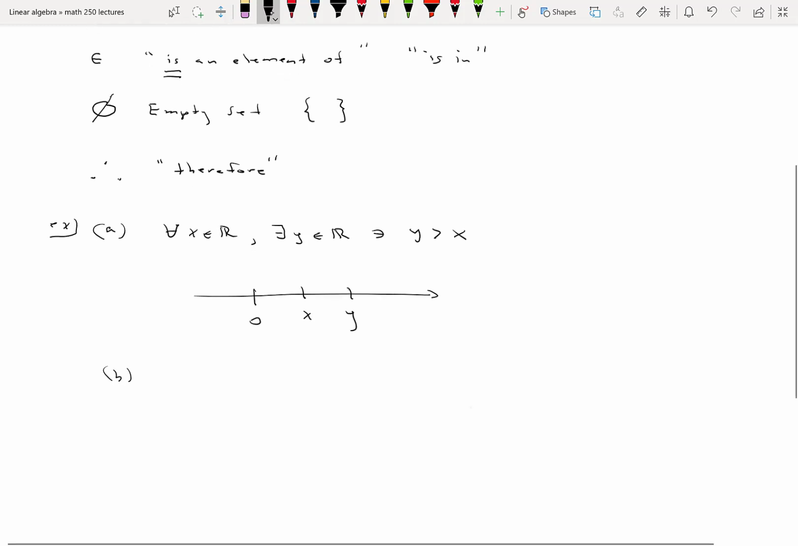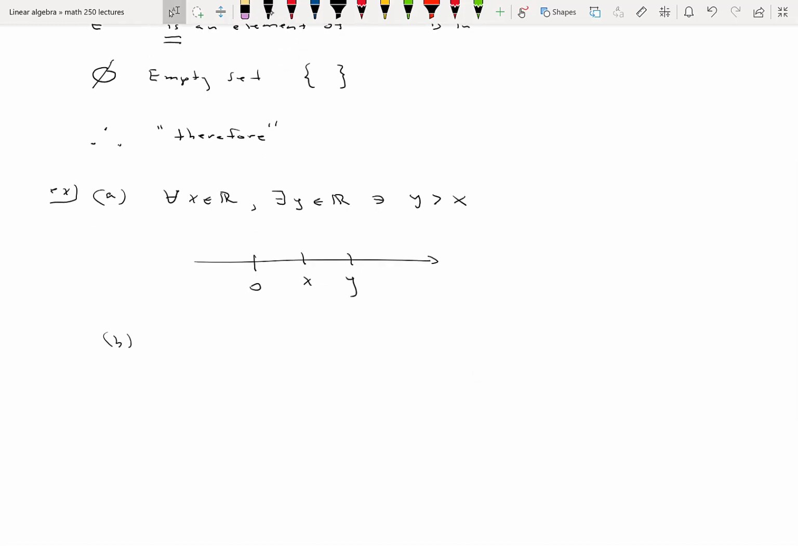Okay. So let's take a look at another one, another example. Let A be the set of all x in R, the set of all x in R, such that x is not equal to x. It's a set of all real numbers that are not equal to themselves.